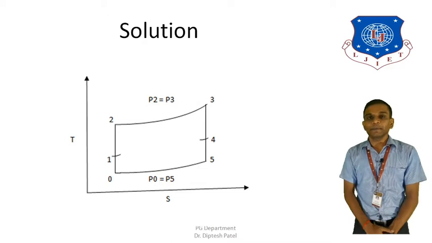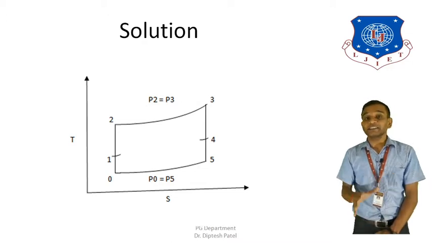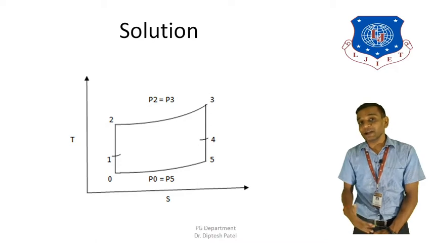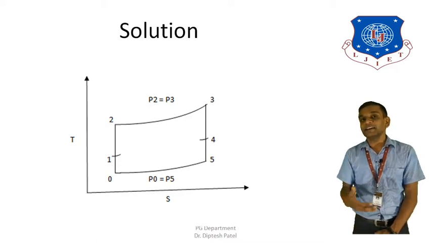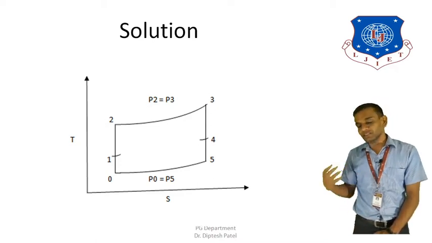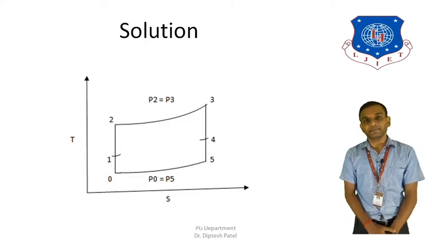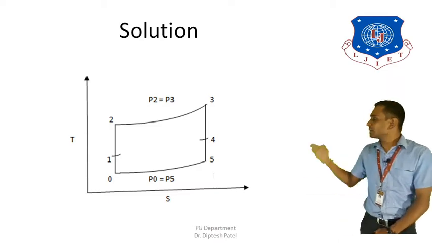As we know, the partial expansion takes place in the turbine. So 3 to 4 is the expansion that takes place in the turbine, and 4 to 5 is isentropic expansion in the nozzle, and because of that we get the thrust. Similarly 5 to 0 is a heat rejection process. Here the pressure remains constant during the heat rejection as well, and therefore P0 has been taken as P5. So this is the TS diagram.